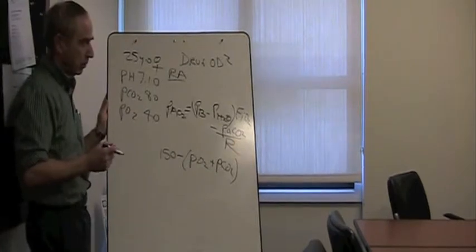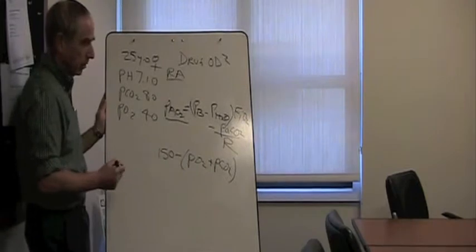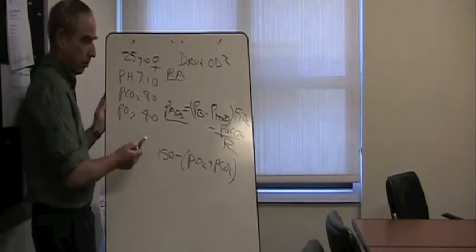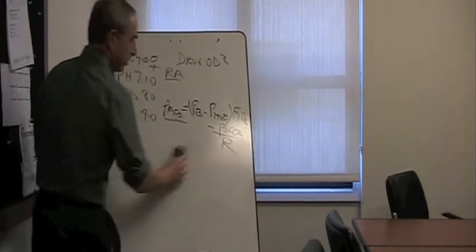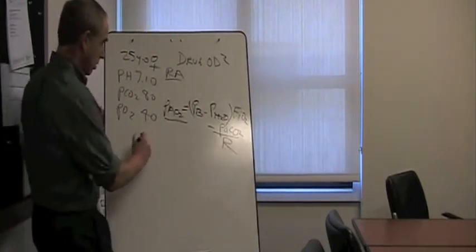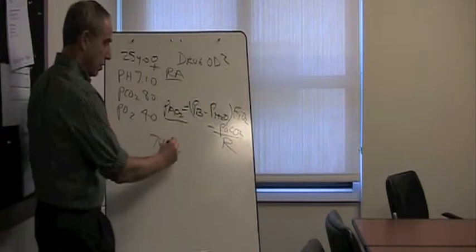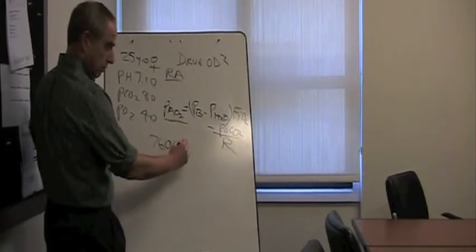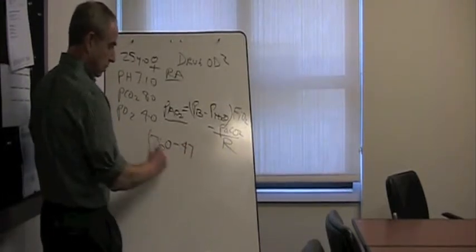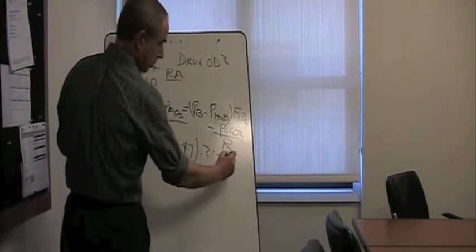Continuing. So this is the alveolar gas equation. This is the alveolar O2. For this patient, let's fill in the terms. The barometric pressure at sea level is 760. What's the water vapor pressure in the lung? It's 47. And what's the FiO2 in room air? 0.20. And what's the PCO2? 80.